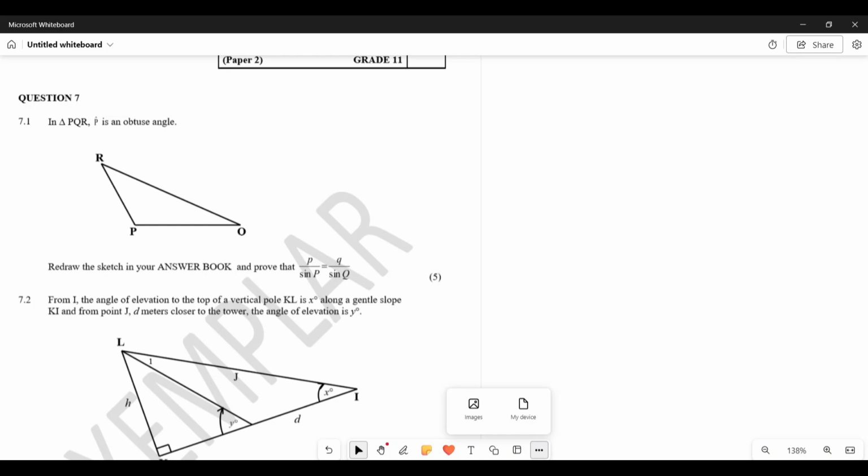So now in this video, we're going to be looking at the previous question paper relating to 3D and 2D trigonometry. So now these questions that I'm going to solve here are from your 2021 November previous question paper, paper 2, right? So now starting off with the first question.